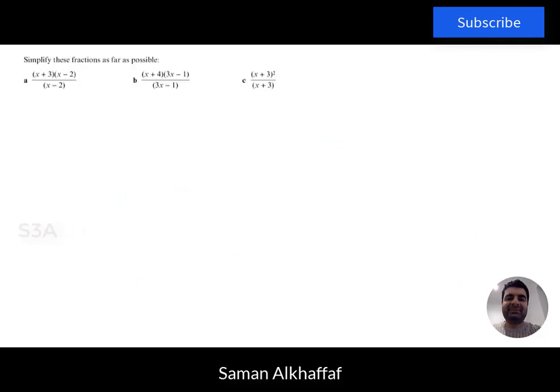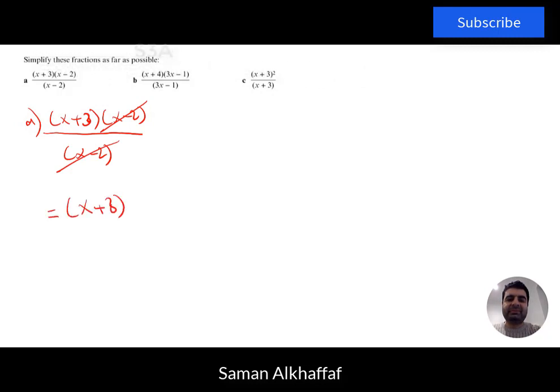In this example, we are asked to simplify the expressions shown. So first we will look at part A. We have x plus 3 and x minus 2 all divided by x minus 2. In this scenario, we have a common bracket in the numerator and denominator, which can disappear. So that will give us the answer being x plus 3 as the final answer for this expression.